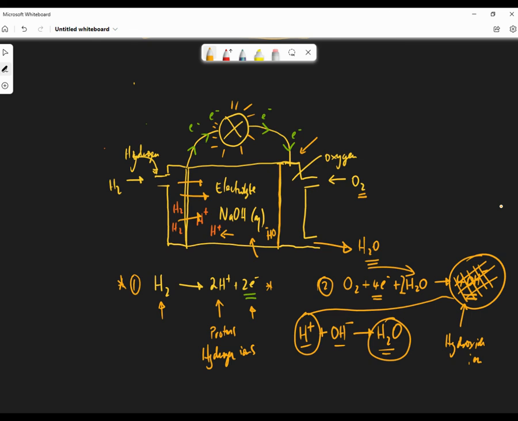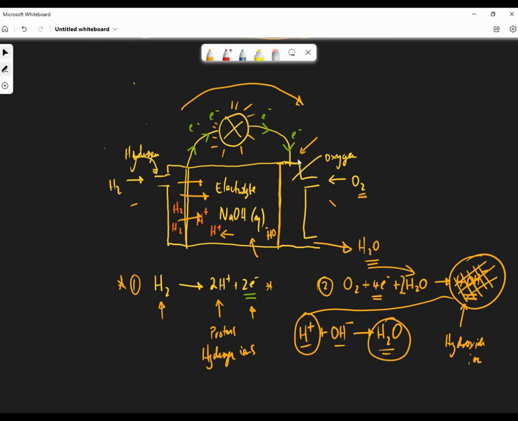Oxygen keeps on wanting electrons as you push more electrons in, and so the hydrogen will keep supplying them. So as long as you supply hydrogen at one side and oxygen at the other side, you'll get a flow of electrons from this side to this side. It is a confusing topic, I must admit.